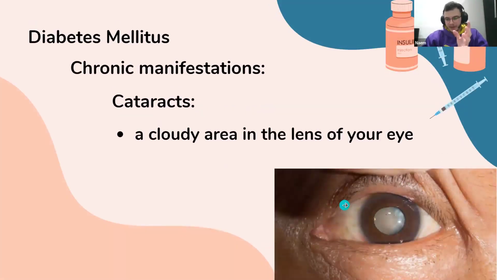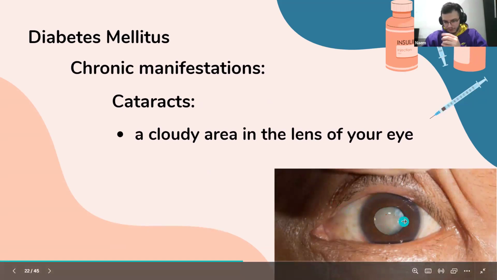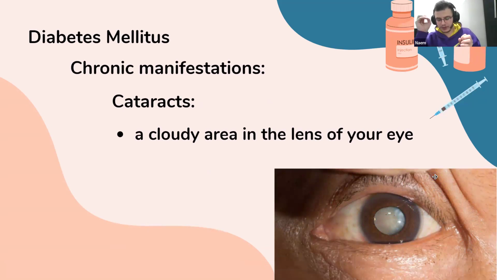Okay. Now, what is cataract? You see this eye? I'm pretty sure it's very clear that there is a cloudy area in the lens of the eye. Again, what happens is sorbitol or sugars in general, but mostly sorbitol, is gonna come and accumulate at the lens of the eye, leading to cataract.